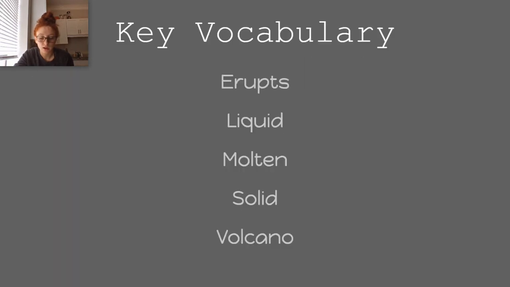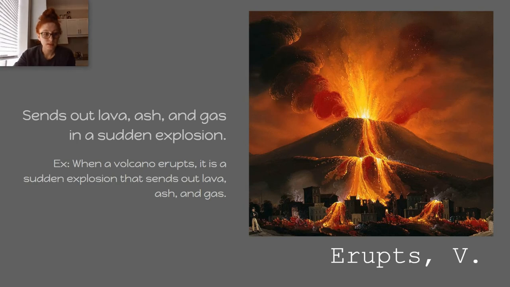Our key vocabulary are erupts, liquid, molten, solid, and volcano. Erupts is a verb, and it means to send out lava, ash, and gas in a sudden explosion. Okay? When a volcano erupts, it is a sudden explosion that sends out lava, ash, and gas.